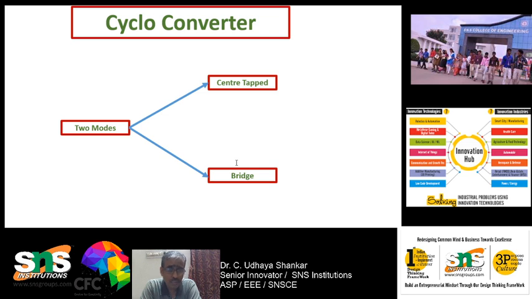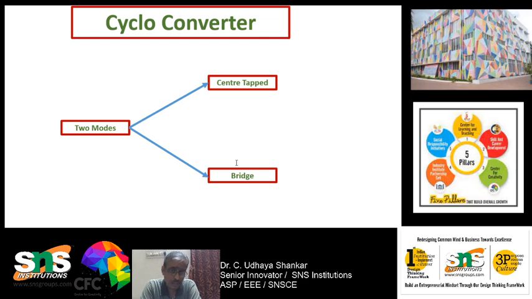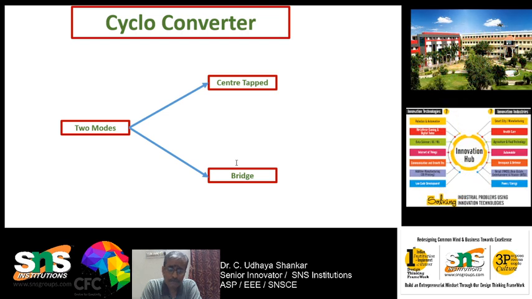If you go for two-stage conversion, you convert the AC to DC and again DC to AC. In between, you can use a chopper: by using the chopper we can control the voltage, and by using the inverter you can control the frequency. So it is a two-stage conversion. As I've said, it is very costly, has high losses, and the efficiency is very low. The volume is very high because more converters and inverters are used.